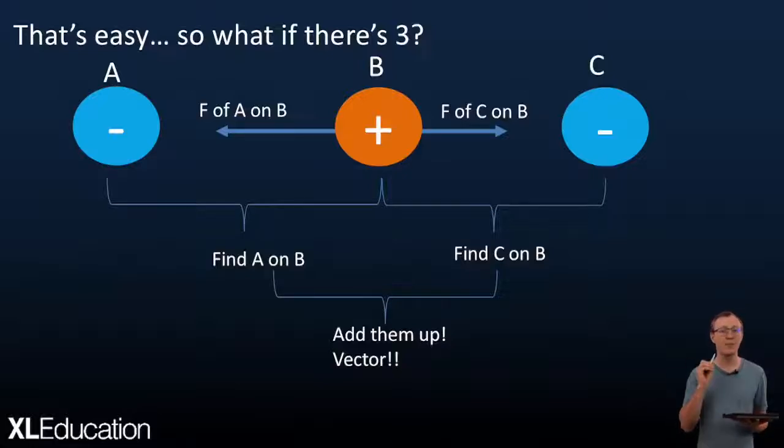So when you add them up, you have to take the direction into account. So B is experiencing a force to the left and a force to the right. So if left is positive, right must be negative. So the force to the left is going to have the force to the right subtracted from it.